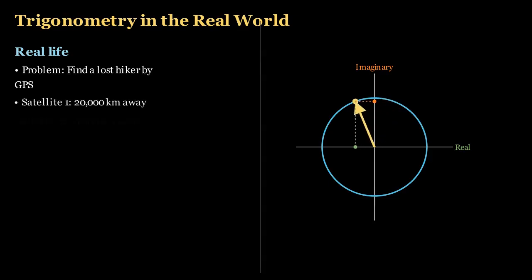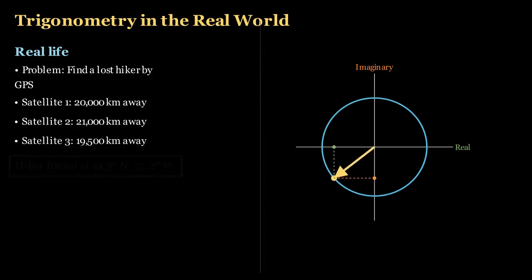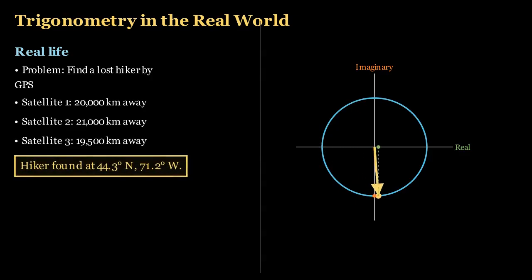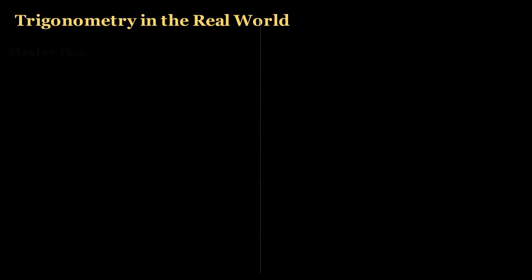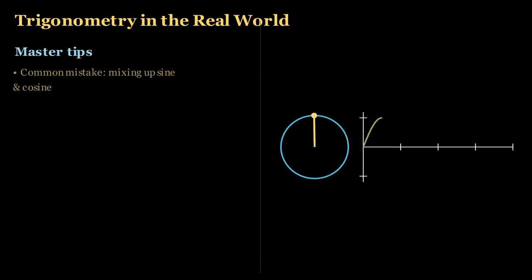Satellite 1 is 20,000 km above Earth. The signal travel time gives a distance of 20,200 km. That's the radius of a circle on the ground where the hiker could be. Satellite 2 gives. A common slip-up is swapping sine and cosine.